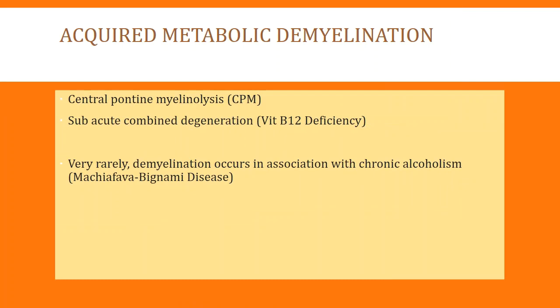Now, coming to acquired metabolic demyelination. Acquired metabolic demyelination includes two important diseases. One is central pontine myelinolysis, and the other is vitamin B12 deficiency. Besides that, very rarely demyelination occurs in association with chronic alcoholism.